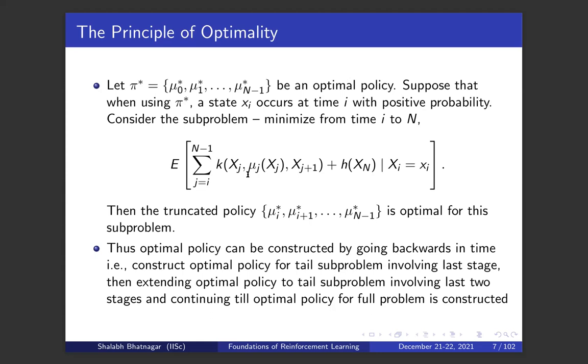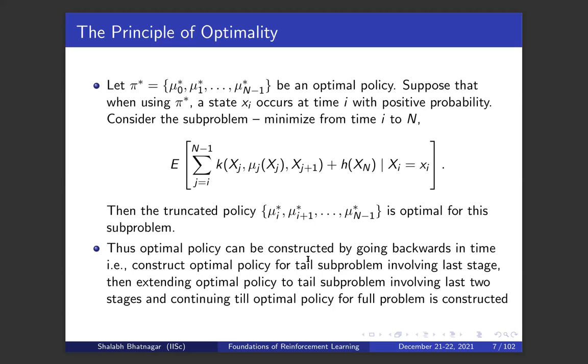And quite clearly, whenever you reach state xi at time i, you start using that policy. Then if you append that tail policy to the initial portion of this policy, that would be optimal. But that's a contradiction to the fact that this is an optimal policy to begin with for the original problem. Okay, so it's clear then that this is going to be an optimal policy for this subproblem. So this gives us a way of constructing an optimal policy.